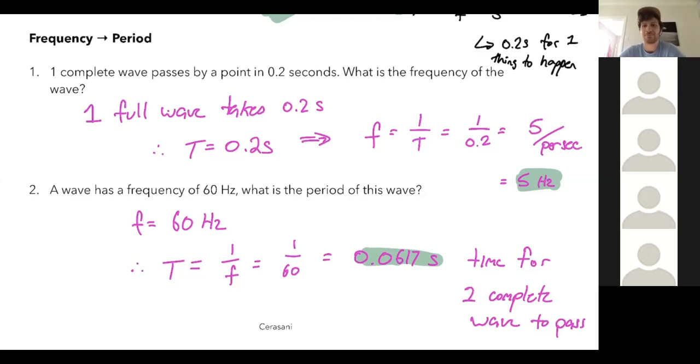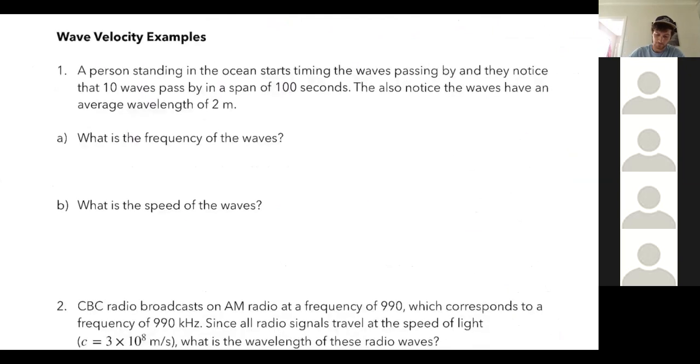Good. Okay, you're with me. We're good. So we'll fly through these examples and then we're good to go for the day. It'll be fantastic.